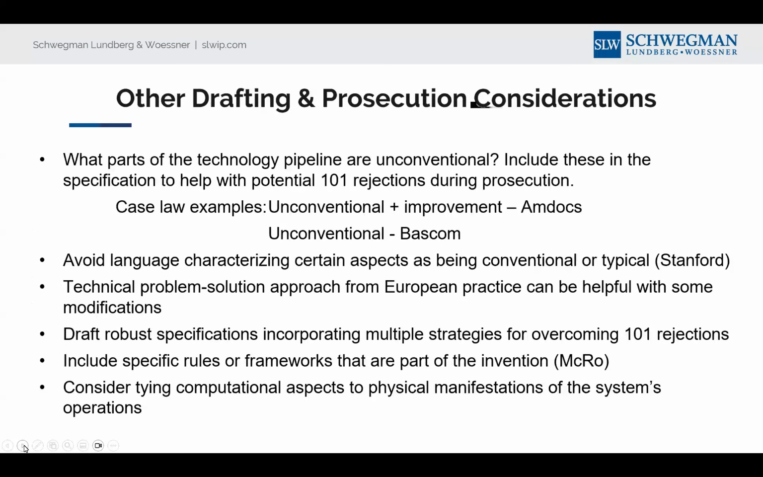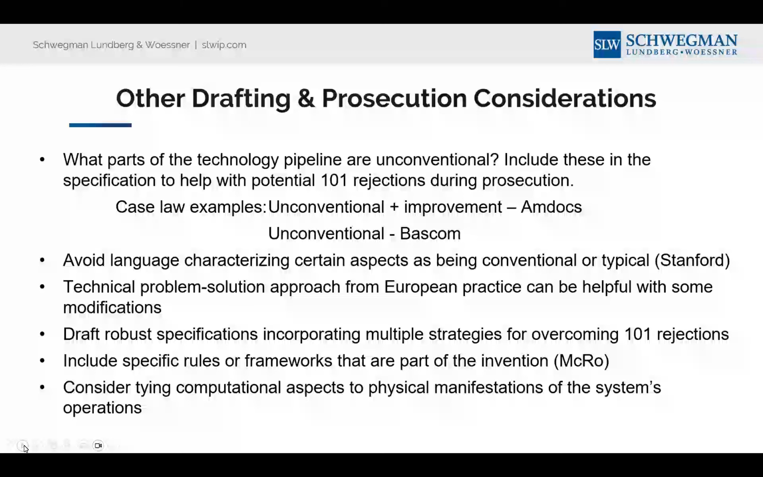Next slide, please. These are some others, such as not characterizing things as conventional or typical. I think that may have hurt the Stanford case, where they said, oh, this is a typical hidden Markov model. So explain how things work and don't call them conventional or typical, especially for elements that are being claimed. The technical problem-solution approach is really helpful. It will help in Europe for sure, but it also helps in the US, where you can tie the improvement into the claim elements.